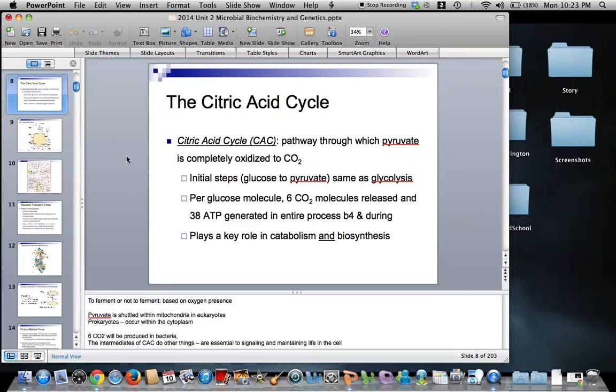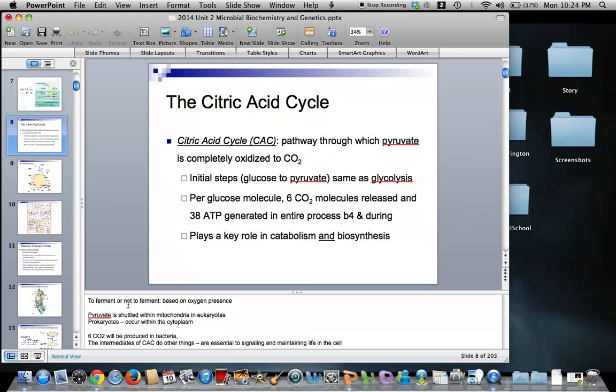Citric acid cycle. This is completely oxidizing pyruvate, so you get 2 pyruvate out of each cycle of glycolysis, and you now need to remove all of those carbons and make them CO2 and harvest the energy. We don't have to know in depth, just know that there's 6 CO2 molecules released and 38 ATP generated, counting glycolysis before. That's the 2 net from glycolysis, and then 36 net from the citric acid cycle and the electron transport chain, which is where you get the ATP. This is a key regulated site in catabolism and biosynthesis and cell signaling and everything else.